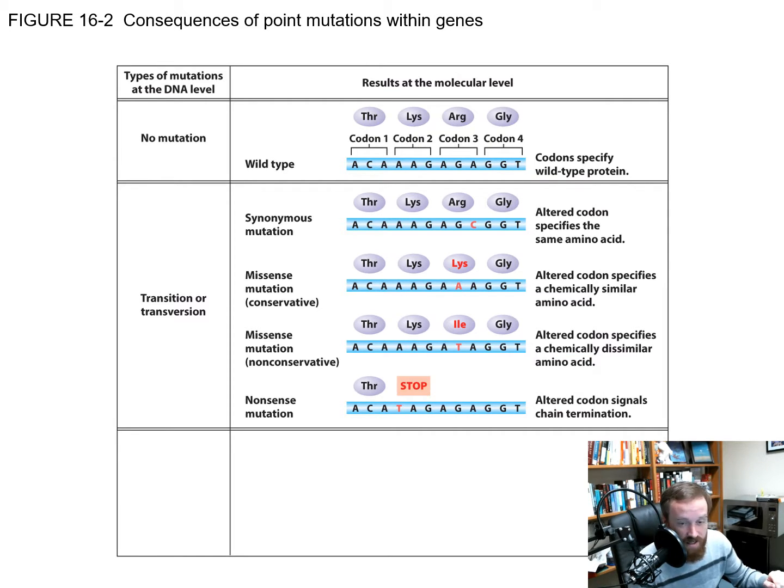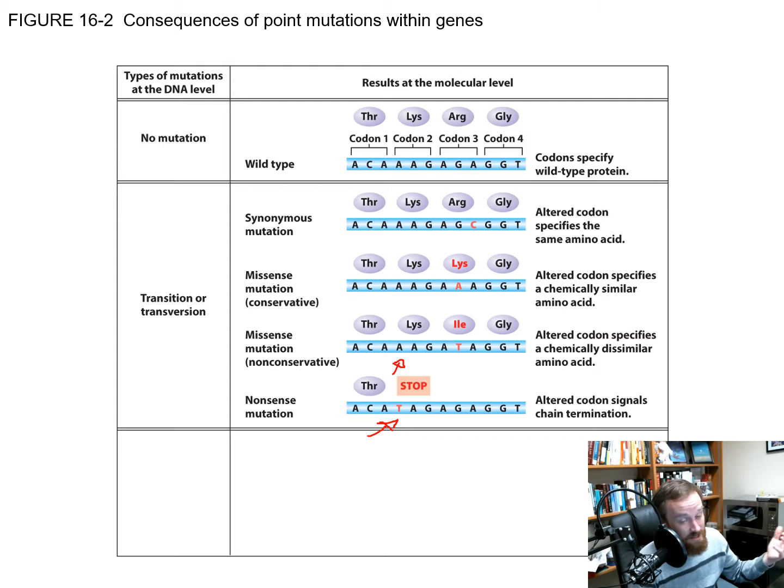And then lastly, we have this chain termination. So this is a nonsense mutation. So this is an example where we have a mutation in this lysine over here, that is now turned to a T, and what that has done is caused that second lysine to instead become a stop codon. So what this does is it truncates that entire amino acid sequence, and so we have a nubby little protein that's only the first couple amino acids instead of that entire long chain.